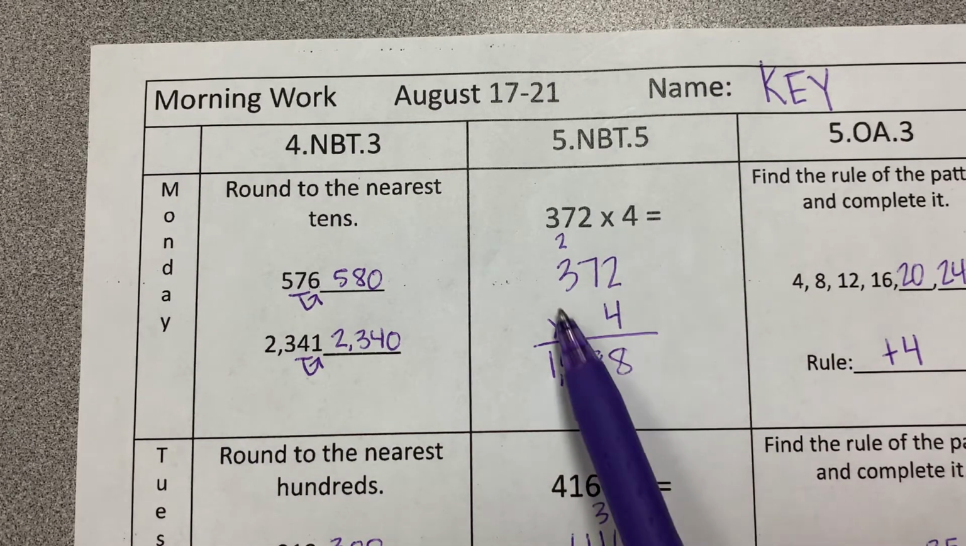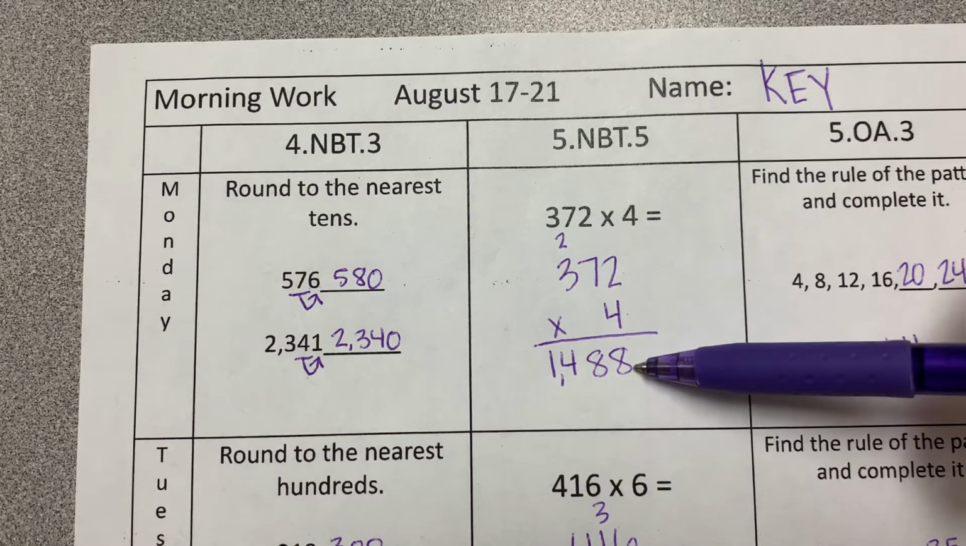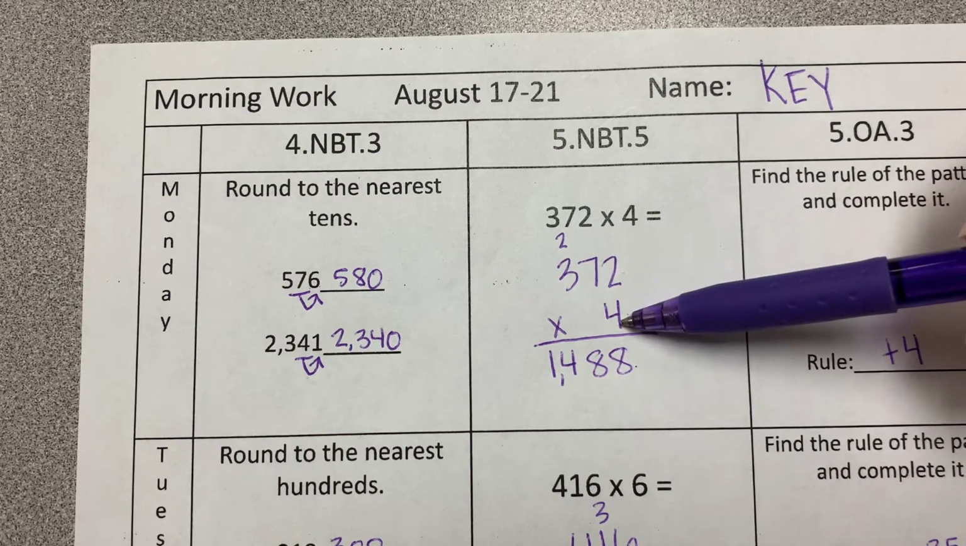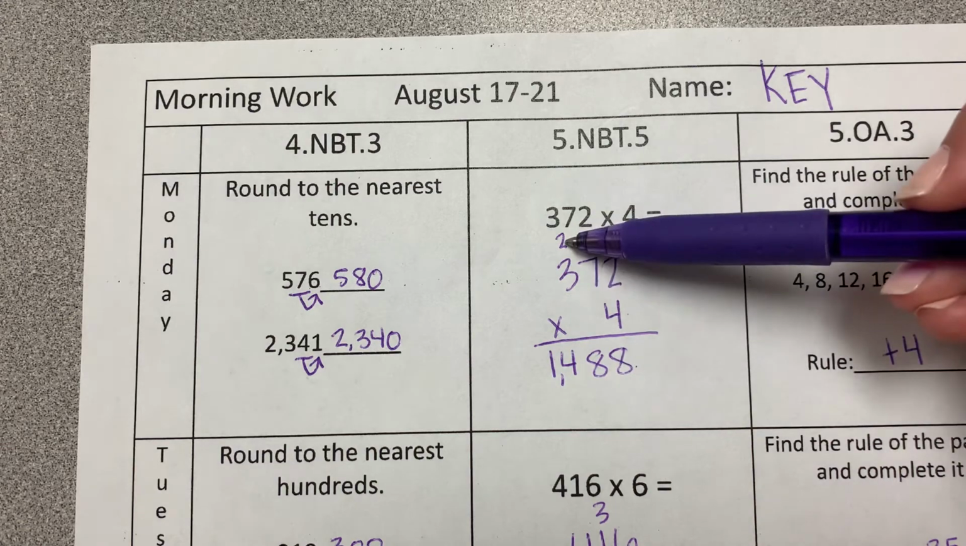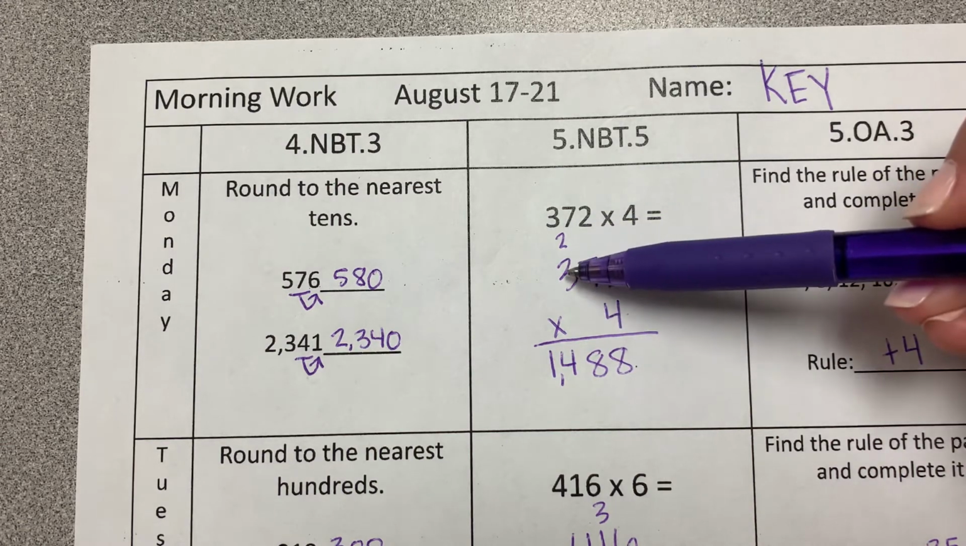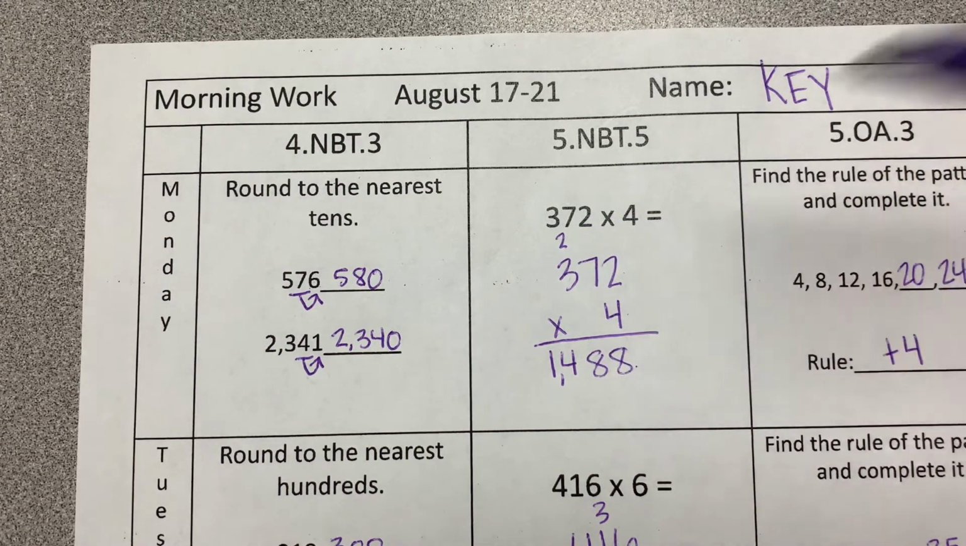372 times 4, we say 2 times 4 is 8. 7 times 4 is 28. We have an 8 and we carry the 2. 4 times 3 is 12 plus 2 is 14.